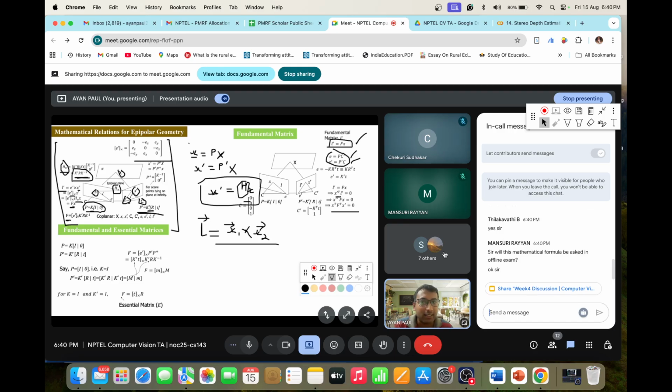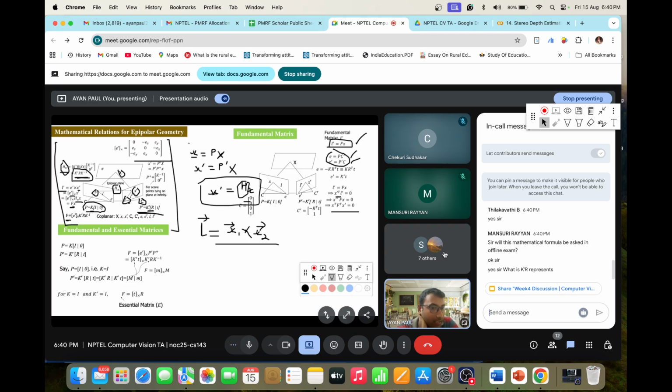Is it clear? What is happening in this slide? Clear, right? Any doubt you can ask. I know this thing can be a bit tricky. So what are the things you need to remember? You need to remember that x equals Px.